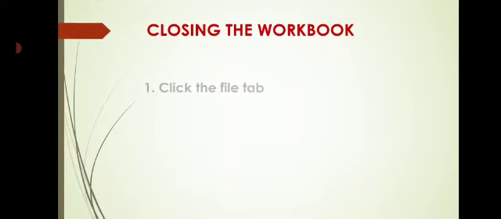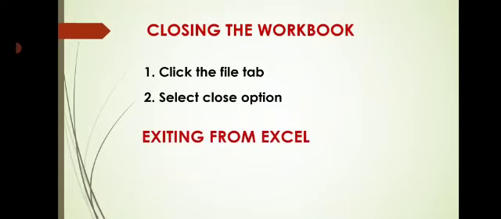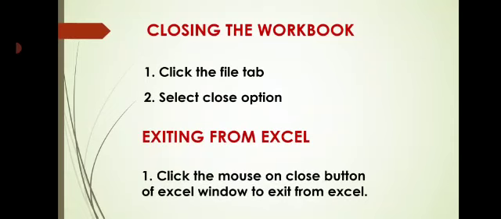Now let us learn how to close a workbook. First click on the file tab, then you just have to select the close option from there. So you will be closing your workbook. Now when you want to move out of Excel, you just have to click the mouse on the close button of the Excel window to exit from Excel.